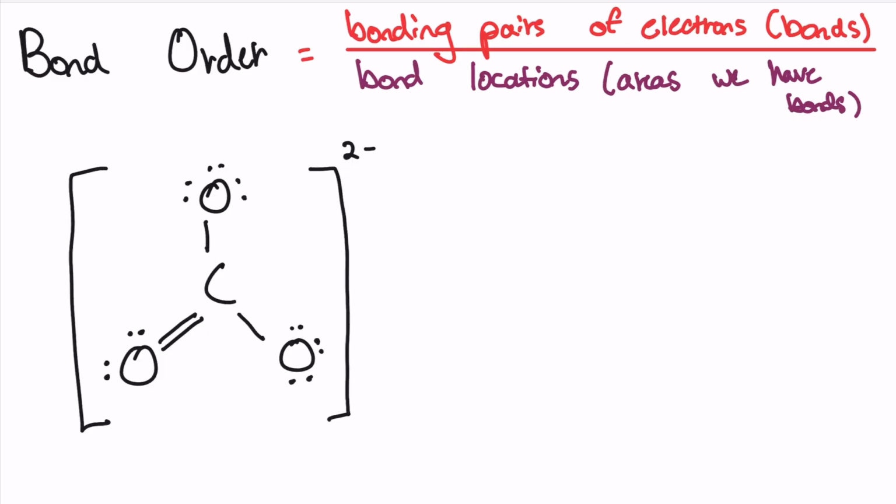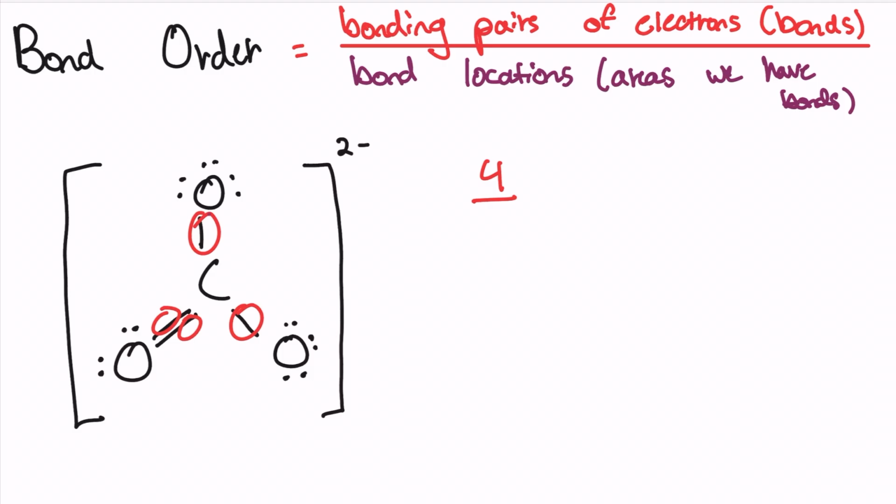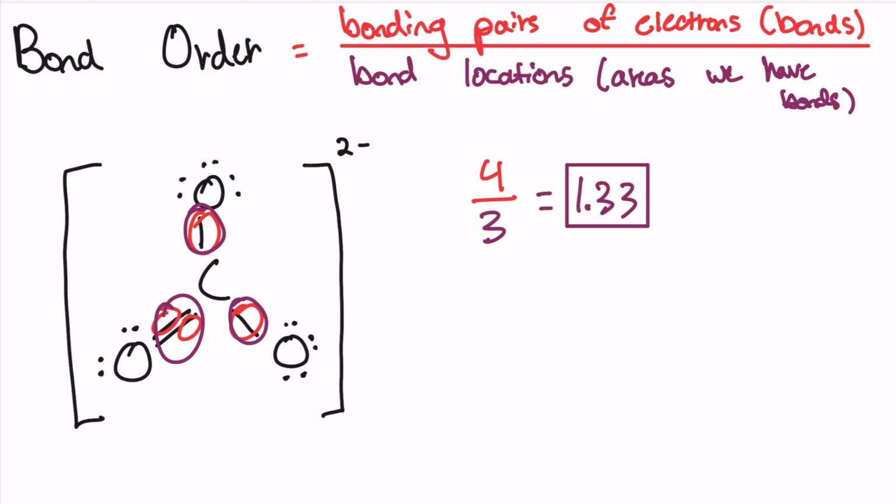Doing this for the molecule carbonate, we would find that we have 4 bonding pairs of electrons: 1, 2, 3, 4. And we have 3 different locations where bonds will exist: 1, 2, 3. This gives us a final bond order of 1.33. Because this value is not a whole number, we know that resonance exists in this molecule. And we also know that because the value is 1.33, the average length and strength of the bonds falls between that of a single and double bond.